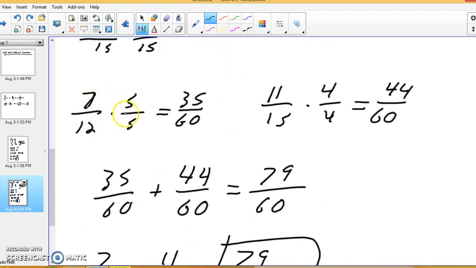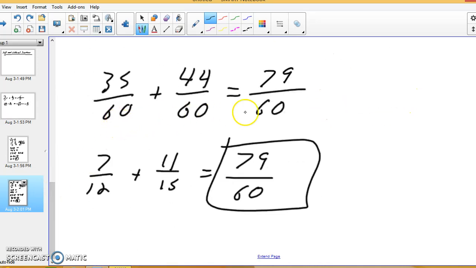So we multiply the fraction with 12 as a denominator by 5 over 5, which gives us 35 over 60. We multiply the fraction with 15 as the denominator by 4 over 4, which gives us 44 over 60. And then we just add straight across as we did before, which gives us 79 over 60.